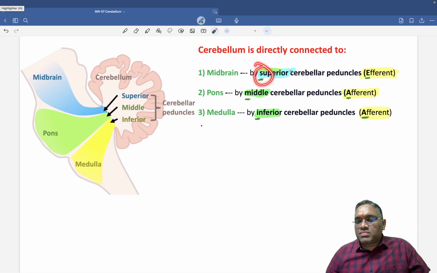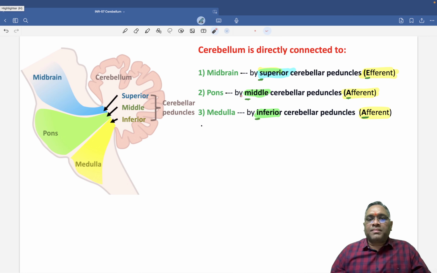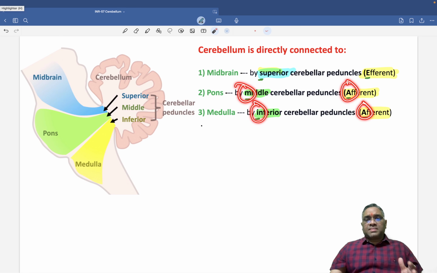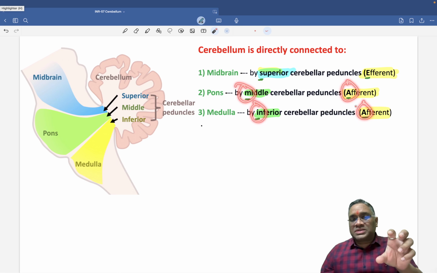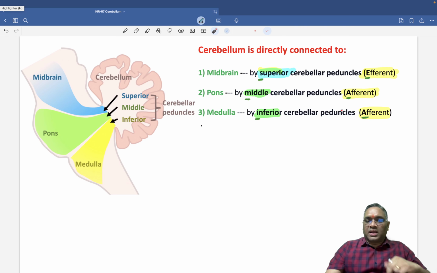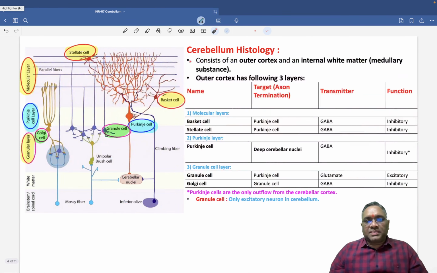In this, what we have to remember: superior peduncle is efferent type, middle peduncle is afferent type, and inferior peduncle is afferent type. So these are important points which I wanted to tell you about cerebellum and its connection via these cerebellar peduncles, which we will learn later on, what is the use of especially this superior cerebellar peduncle.